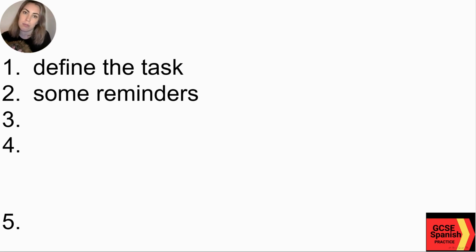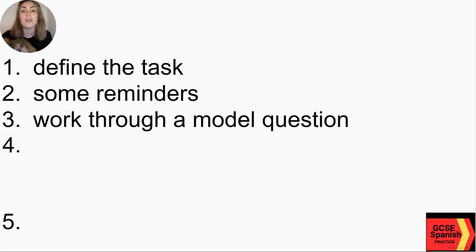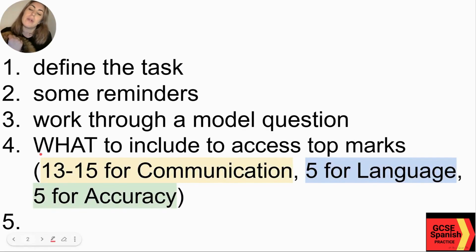Some reminders about writing. We're going to work through a model question, and I will then go through what we need to include to access top marks. There are 25 marks in total for this task, and 13, 14, 15 are top marks for communication. That's how much information you are providing. 5 marks for language, the quality of it, the range, the variety, and so on. And 5 marks for accuracy, how accurate what you've written down is.